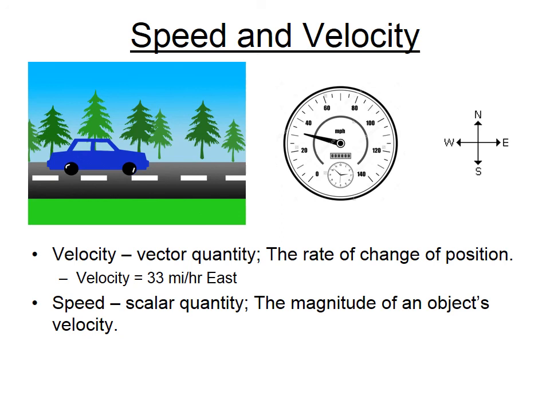Speed. Speed is a scalar quantity, and it's the magnitude of an object's velocity. So because it's a scalar, all I care about is just how fast is that car moving. So in this case, the speed of the blue car would be 33 miles an hour.